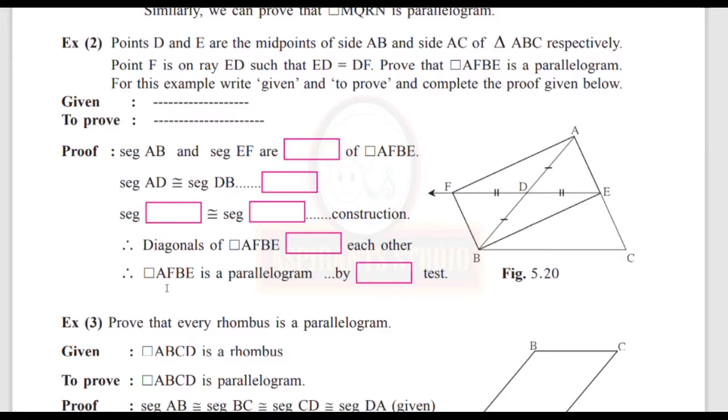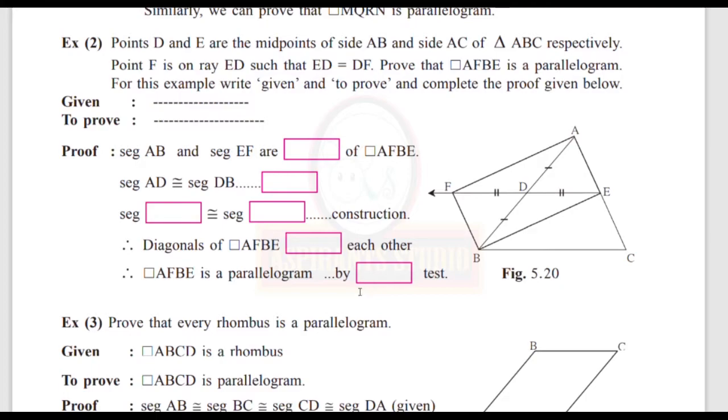Therefore, quadrilateral AFBE is a parallelogram by test of parallelogram. Cut off the test which is given in the question and write in the box by test of parallelogram. In the last box you will write by which test? A quadrilateral is a parallelogram if its diagonals bisect each other.